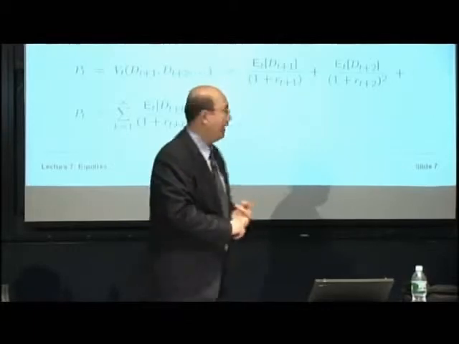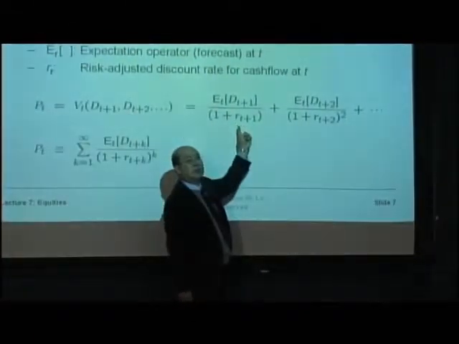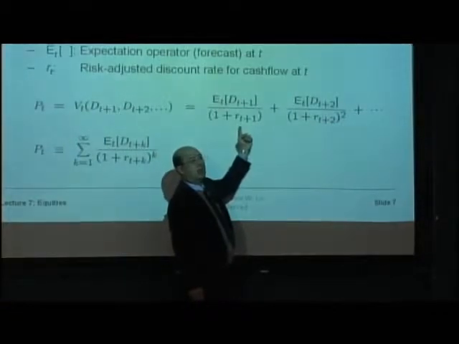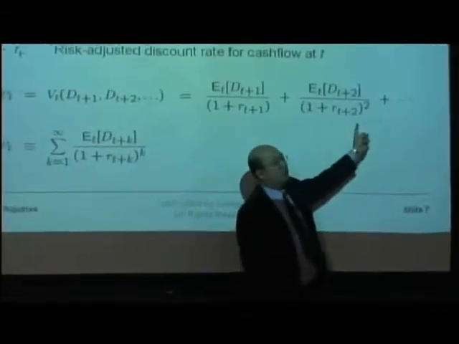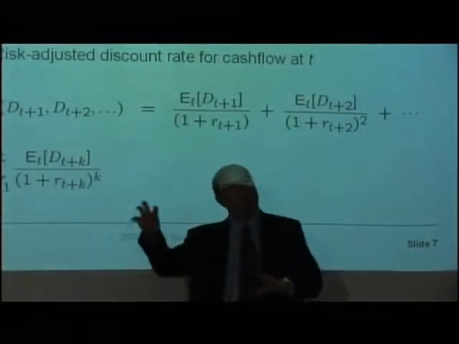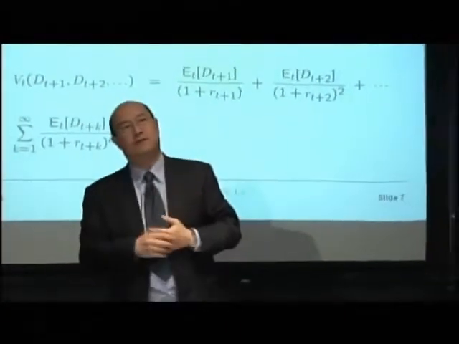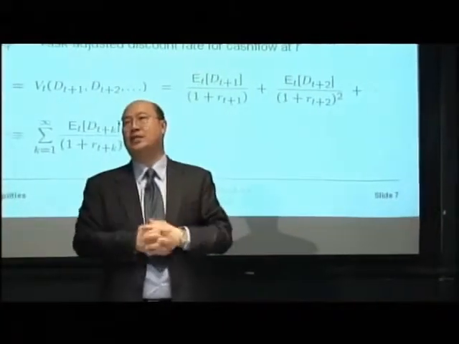So it could be that the risk-adjusted return for a one-year cash flow is this, but the risk-adjusted return for a two-year cash flow is different. Just like we have a yield curve for riskless bonds, we may have a yield curve for risky cash flows.